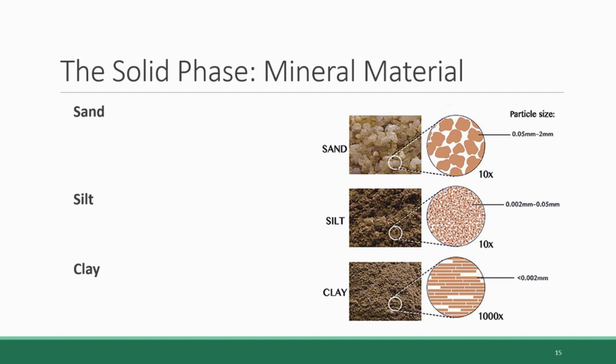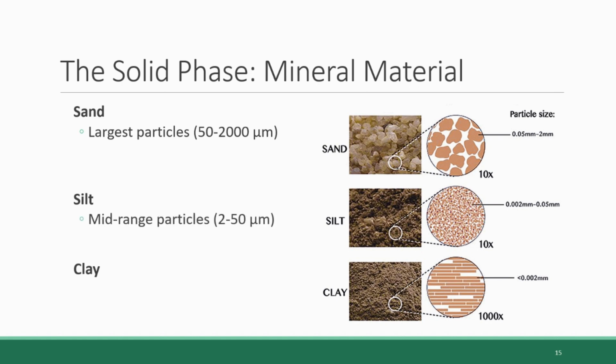And these three categories differ based on their size, and then their size variation in turn imparts certain qualities on the soil. So sand is the largest of the three particles. It ranges from 50 to 2,000 micrometers in diameter. And the upper end of that range, the 2,000 micrometers, that's about the thickness of a nickel, to give you perspective. Silt is mid-range in size, 2 to 50 micrometers in diameter.